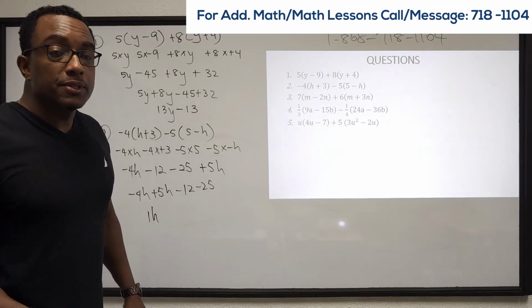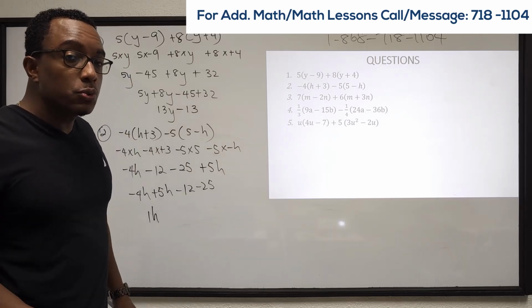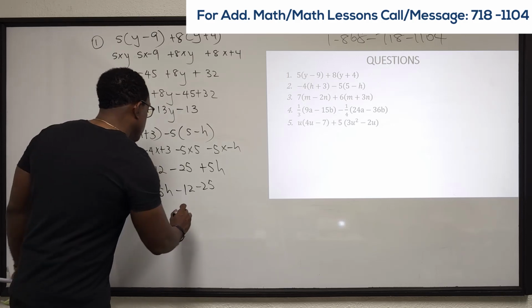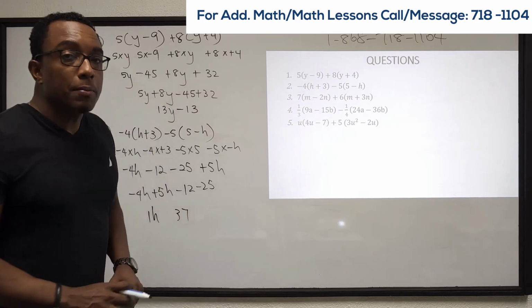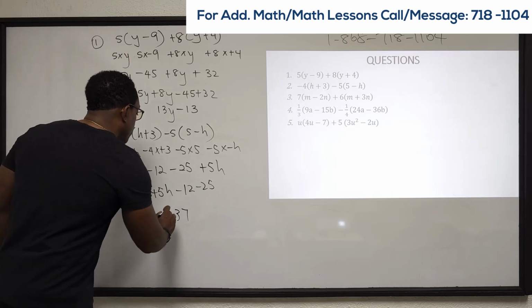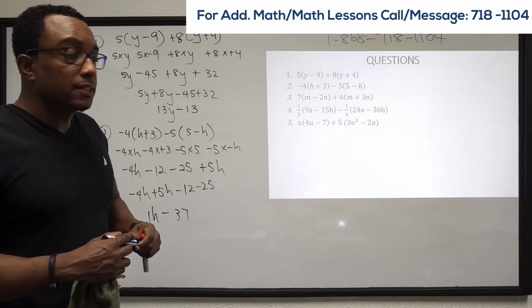And negative 12 subtract 25. Rules, when the signs are the same, we add the two natural numbers. So 12 plus 25 will give us 37. And the common sign, that negative sign which is common to both, will control your 37. So the answer is 1h or h, subtract 37.